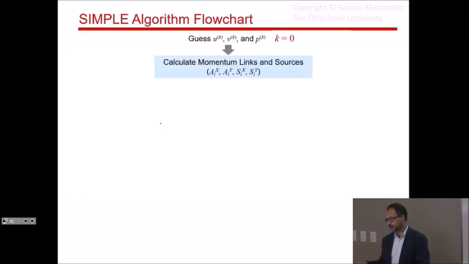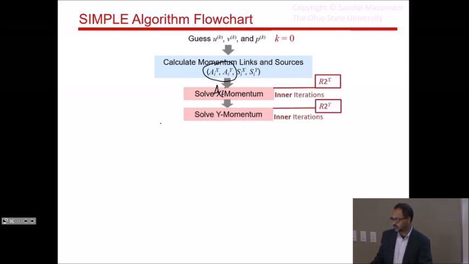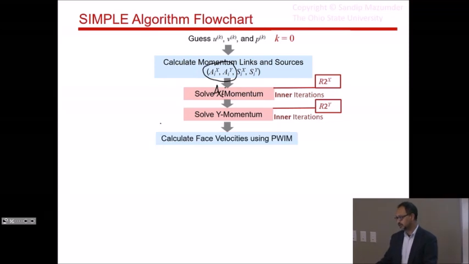Flowchart that we are familiar with. Now, of course, here these are all the same. This is just AI, let's say. You don't have to separate it out into AIX and AIY, but I've written it that way. Calculate momentum links and sources. And then you solve your X momentum, where we calculate our residual and store it just at the beginning. So this is where you do your inner iterations.